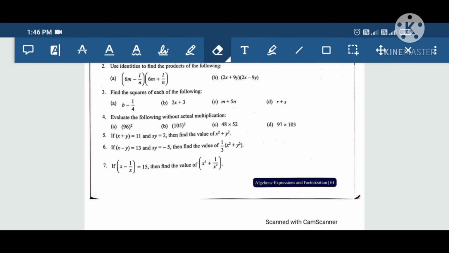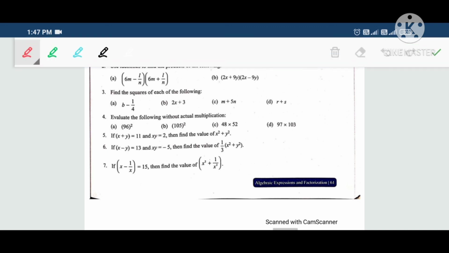So third question, find the square of each of the following: b minus 1 by 4, 2x plus 3, m plus 5n and r plus s. So these are the expressions we need to square. B minus 1 by 4 means it is the a minus b the whole square format. 2x plus 3 the whole square means the a plus b the whole square format. So I just explained to you, dears. So to square, it becomes b minus 1 by 4 the whole square, 2x plus 3 the whole square, and also m plus 5n the whole square, and r plus s the whole square.